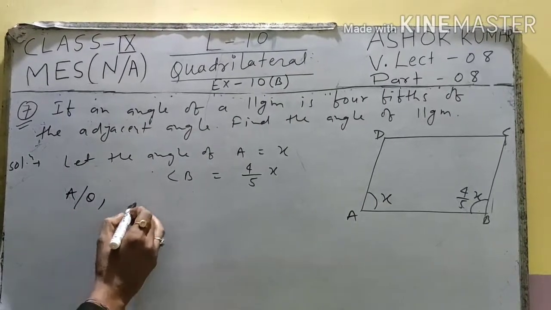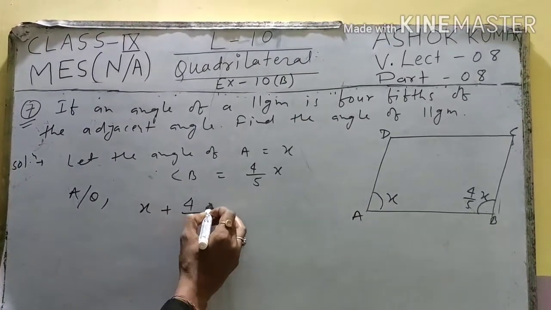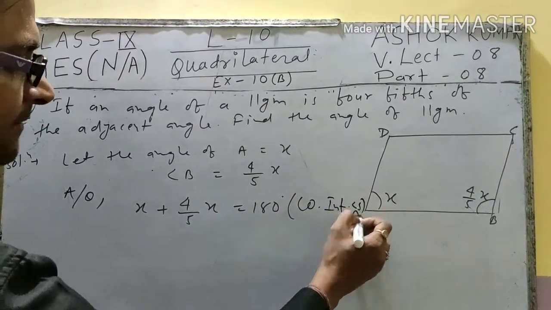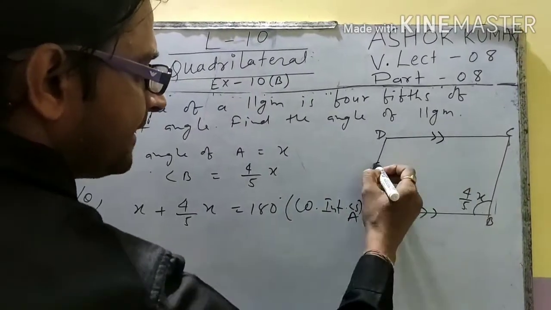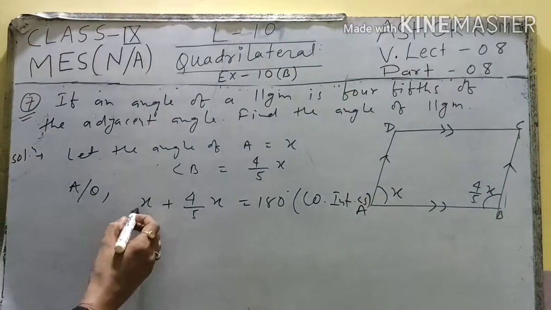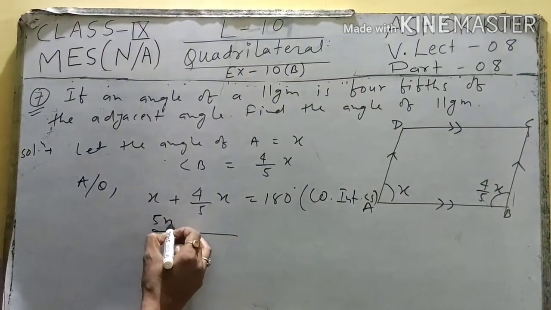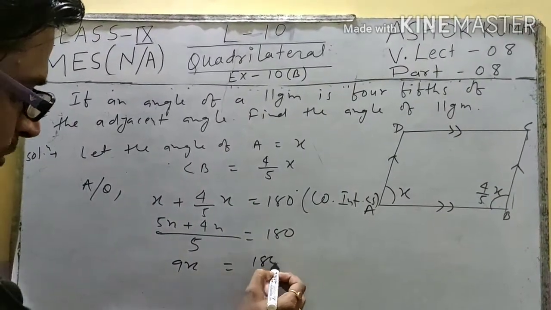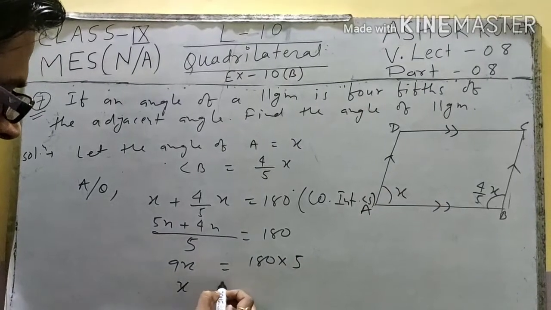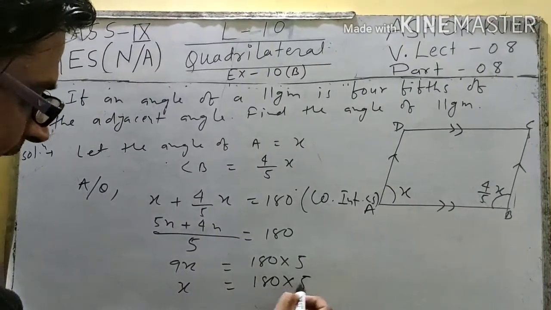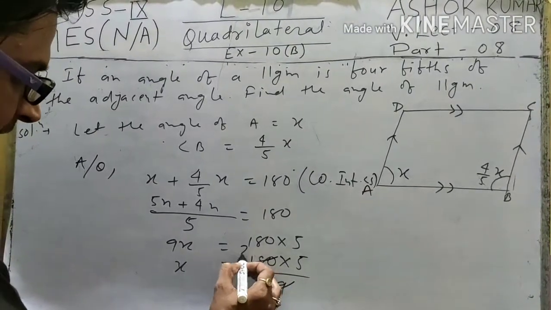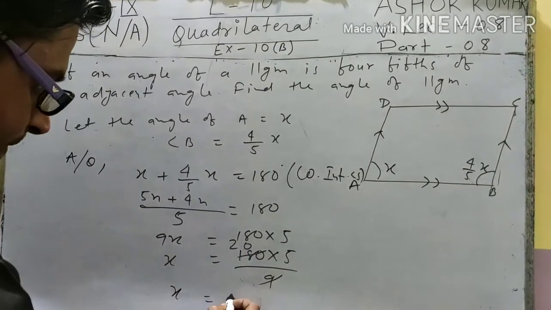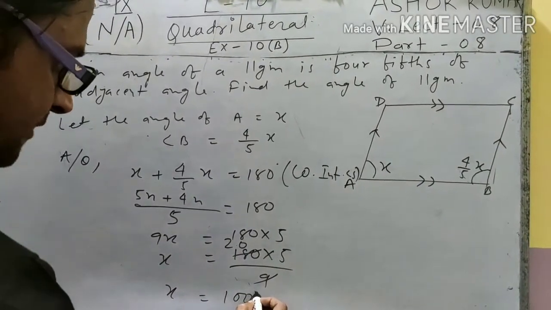Then the question is very easy, student. We know that x plus 4/5 of x is equal to 180 degrees. Reason is co-interior angles, because this line is parallel to this line and this line is parallel to this line. Take the LCM, 5 is the LCM. 5x plus 4x is equal to 180 degrees. Here 9x is equal to 180 into 5. So x is equal to 180 into 5 divided by 9. 9 twos are 18, so 20. So x is equal to 20 into 5, 100 degrees.